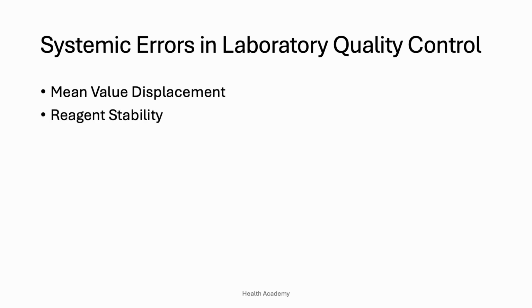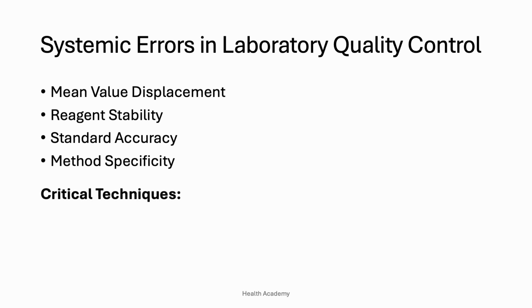Reagent stability. Instability of reagents can contribute to systematic errors. Standard accuracy. Inaccuracy in standards can lead to systematic errors. Method specificity. The use of analysis methods that are not specific to the analytes being tested can lead to systematic errors. Critical techniques. Kinetic analysis considerations. Performing kinetic analysis at 340 nanometer is essential for precise quantification of certain analytes.